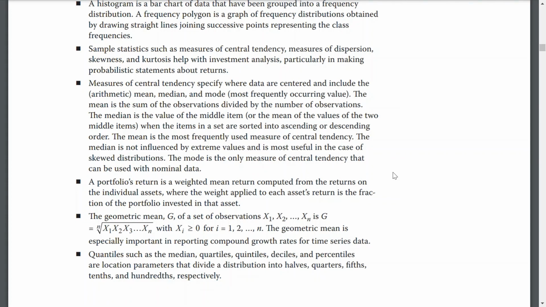which is used by calculating this. The geometric mean is especially important in reporting compound growth rates for time series data. Quantiles such as median, quartiles, quintiles, deciles, and percentiles are location parameters that divide the distribution into halves, quarters, fifths, tenths, and hundredths respectively.